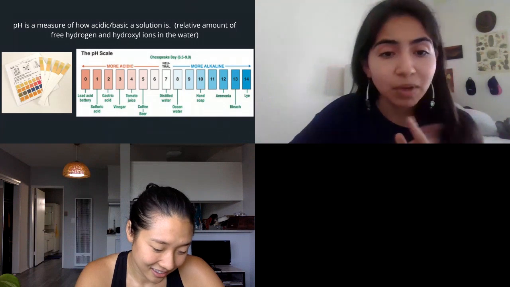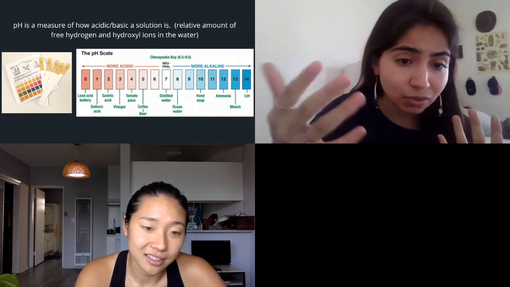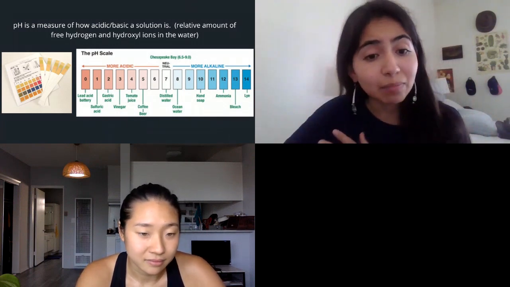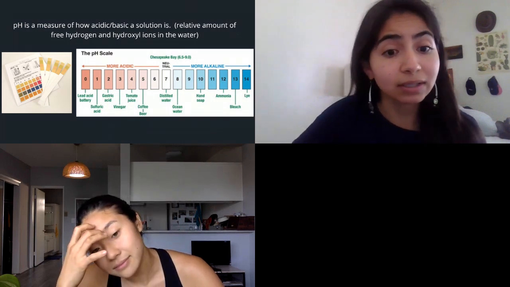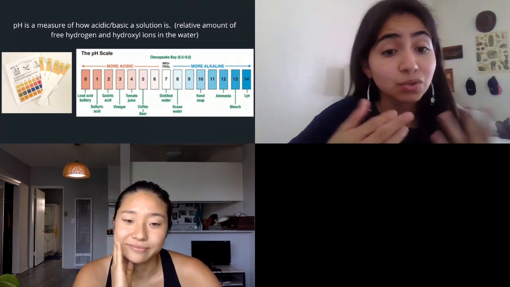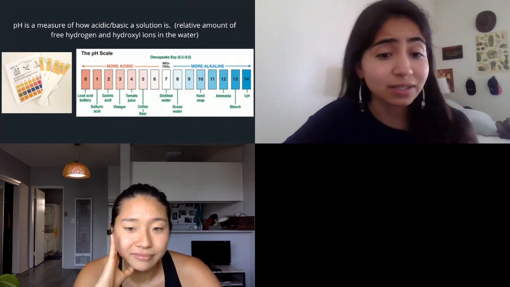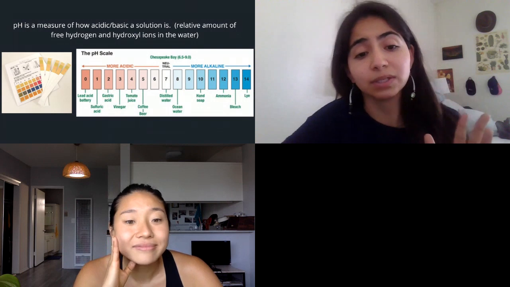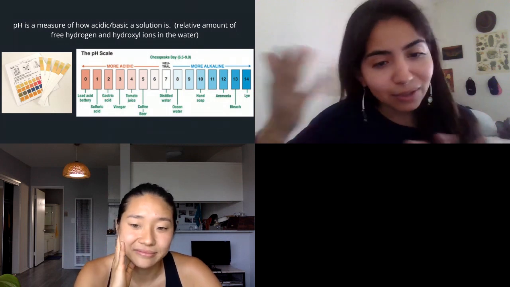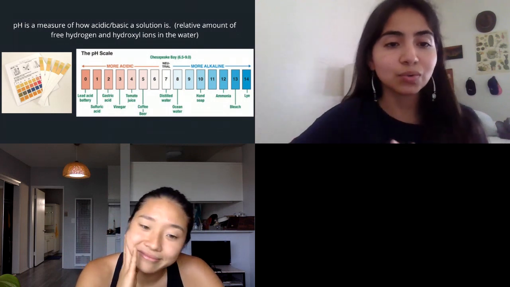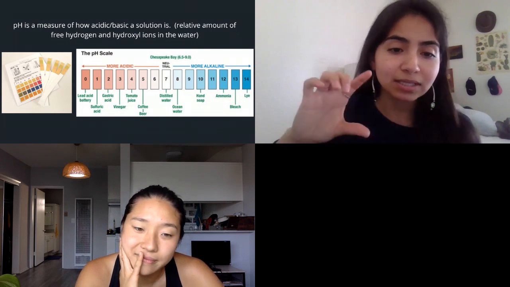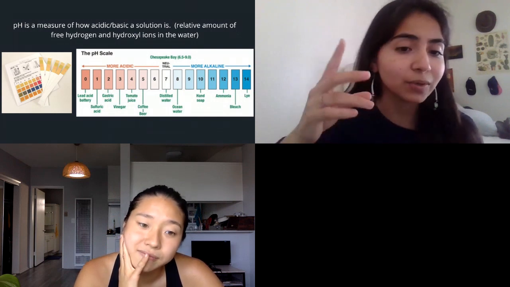Low pH typically means that the solution is very acidic. A very high pH means that the solution is very alkaline. And a pH of 7 means it's neutral. That can be seen with distilled water that you typically drink. So how do you determine the pH of a solution? What's typically used are these things called pH strips, litmus paper.